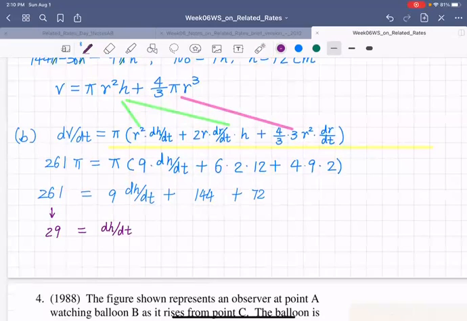So dh over dt. We get rid of that one. And then plus, is it 16? Good. 16 plus 8 plus 8. So 29 minus 24. dh over dt just equals 5.